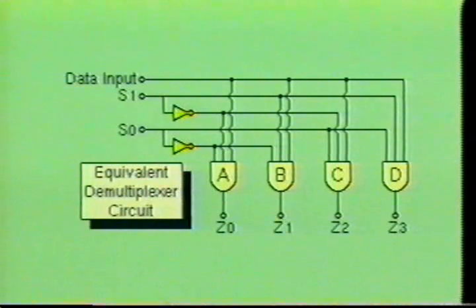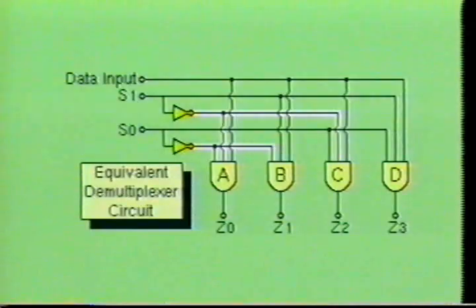Here we see a logic diagram of a digital demultiplexer circuit. Notice that it looks very similar to the multiplexer circuit we have already discussed. The primary difference is the demultiplexer circuit has only one data input with several data outputs. To better understand the demultiplexer circuit, we will examine how this equivalent circuit works.